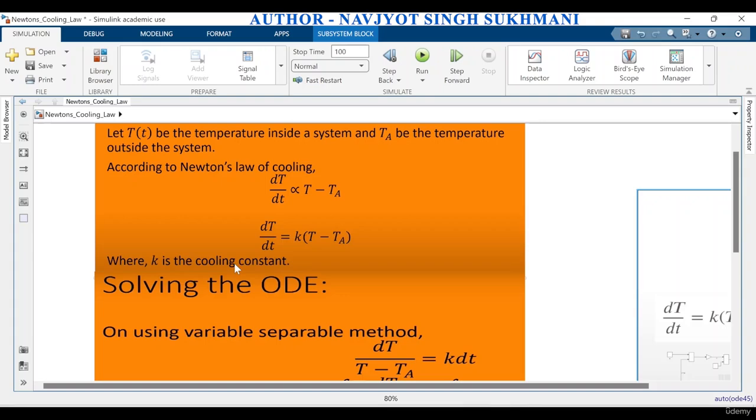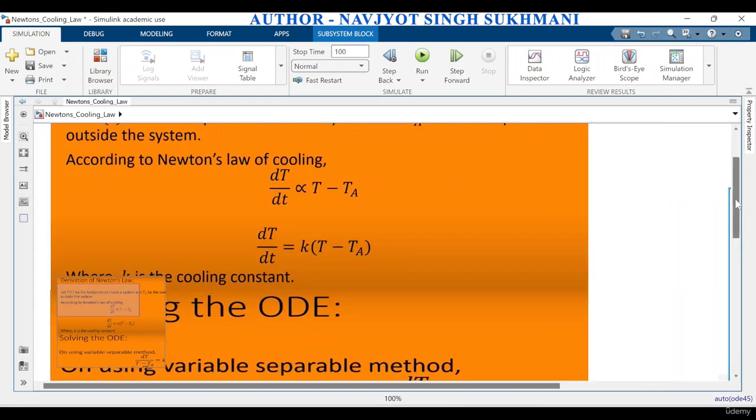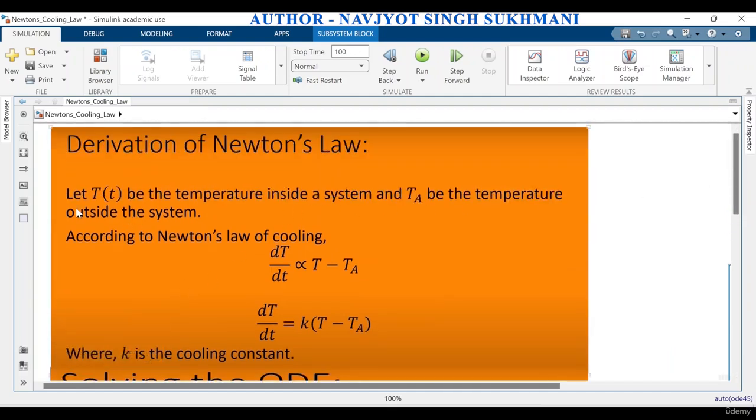Newton's law of cooling says that when our body is cooling, the rate of cooling is directly proportional to the body temperature minus the surrounding temperature. You can see in this equation the rate of cooling, dT by dt. Here Tb is the temperature inside the system and Ta is the temperature outside the system, according to Newton's law of cooling. That is what I just told you.